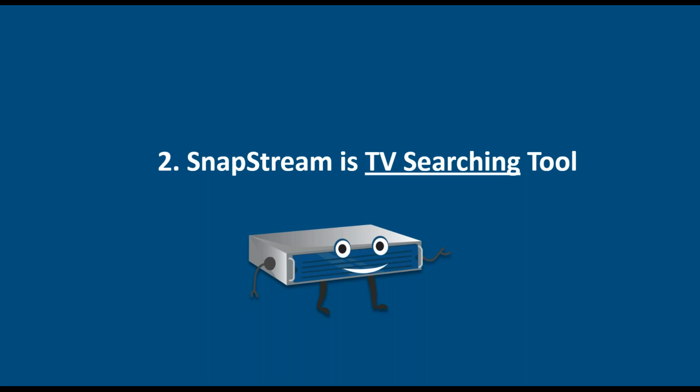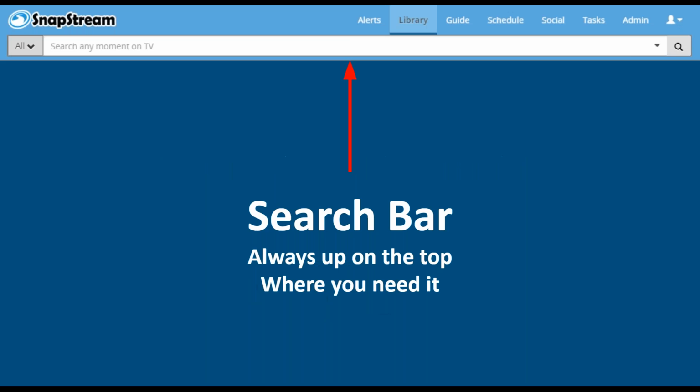So if you wanted to set a recording, but you don't know what time that program is going to be done, you can just search for that term and set that recording into the future. To be able to search, you use the search bar, and the search bar is always up on the top when you need it. It's a great navigation tool, and no matter what window you're in, you're going to be able to search.